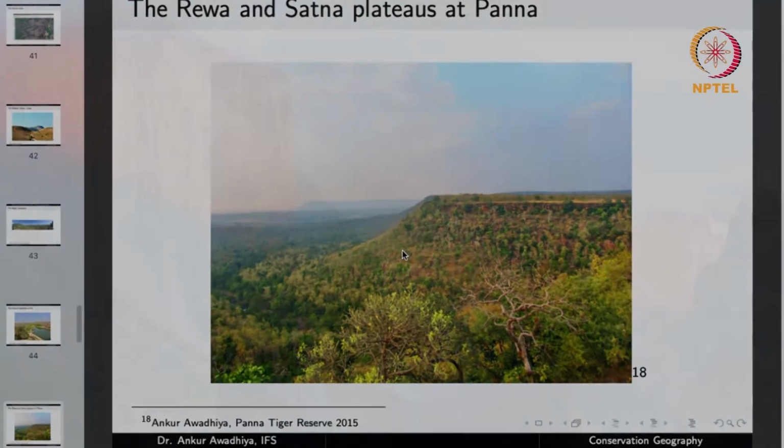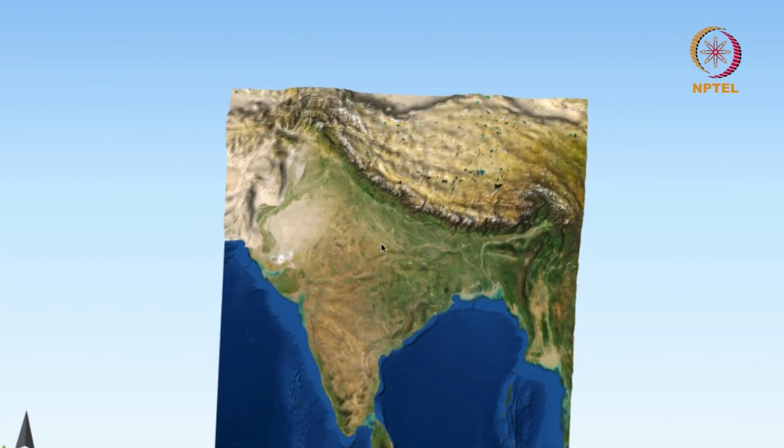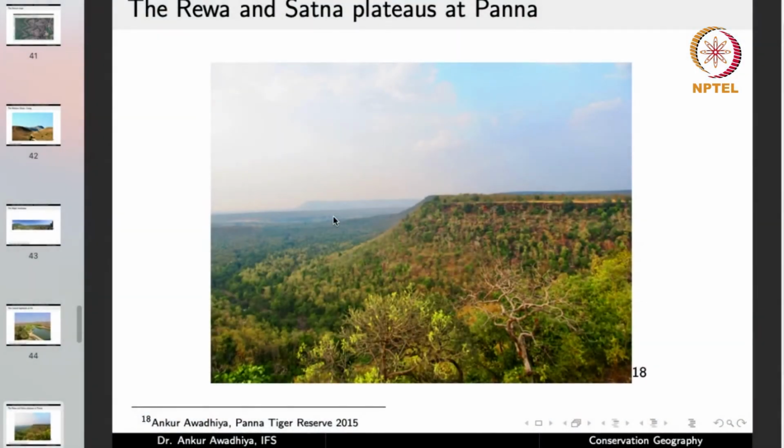Now in central India, in this portion we have the plateaus of Rewa and Satna. So this is what it looks like. So you can observe that this is a very clearly demarcated plateau. Similarly, this is a very clearly demarcated plateau. So these are parts of the Peninsular Plateau.